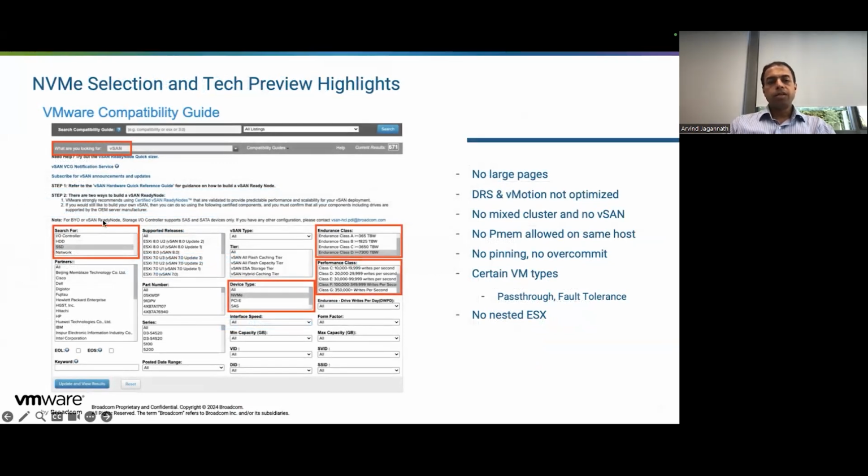We also have certain other conditions, such as the type of NVMe SSD that customers can use. This criteria is well documented in a KB article that we released along with the tech preview. That KB article is a memory tiering KB article from VMware, and it specifies what the endurance of the NVMe should be, what the performance class should be, etc. There are certain other restrictions with the tech preview, which we are hoping to overcome with the GA release.